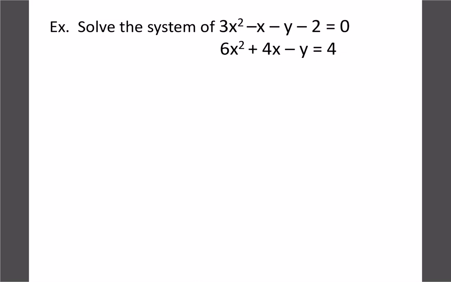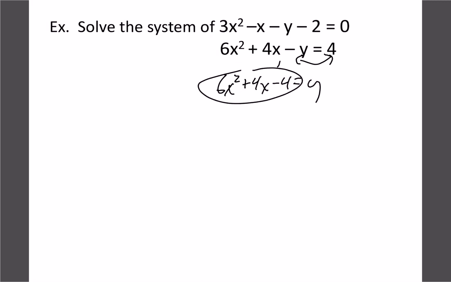So here's another one, another quadratic. They're both quadratic, so we need to make one of them y equals. So let's just make this one switched around. So we'd have 6x squared plus 4x minus 4 equal to y. And then let's plug all of that in for y into the first equation. So let's rewrite it all out. So we'd have 3x squared minus x minus the whole thing. So minus 6x squared plus 4x minus 4, minus 2 equals 0.